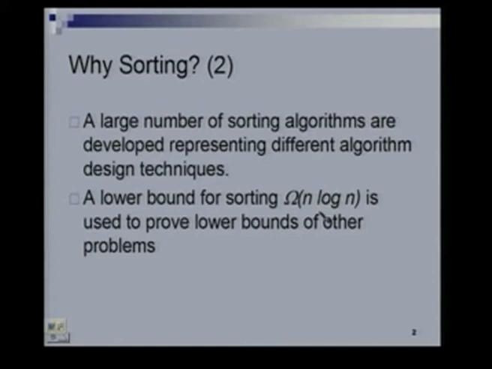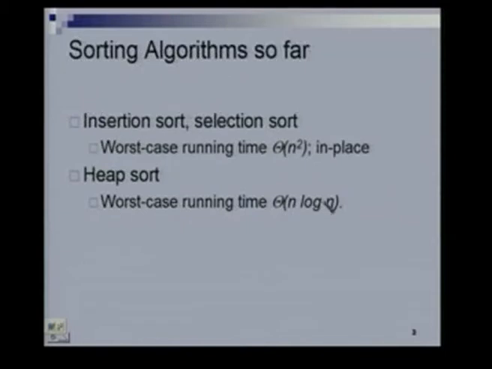So this was as far as the motivation for why we are spending so much time on sorting is concerned. So far we have seen insertion sort and selection sort. These are two sorting algorithms with a worst case running time of n squared. Heap sort has a worst case running time of n log n, and one algorithm that is missing from this list is quick sort, which has a worst case running time of n squared, but an average case running time of n log n.